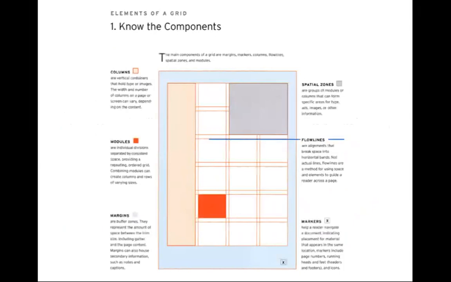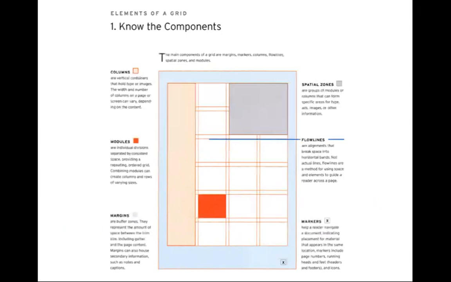The columns are in the orange area there on the example. The modules are the darker orange. The margins are the light blue, which is around the layout. The spatial zone, we didn't talk about that. They are groups of modules or columns that can form specific areas for type, ads, images, or other information. It's that gray area. We talked about flow lines, horizontal lines there. And then markers are indicated with a little X at the very bottom. So that could be page numbers, folios of sorts.